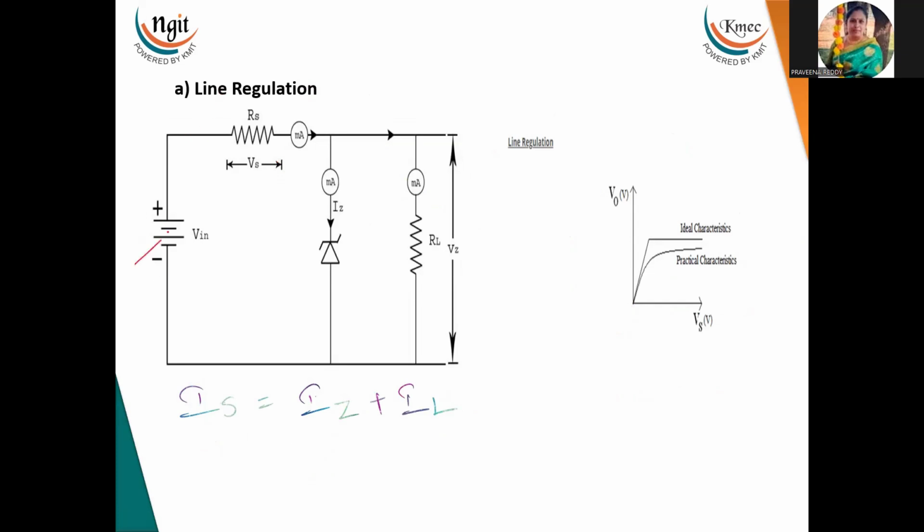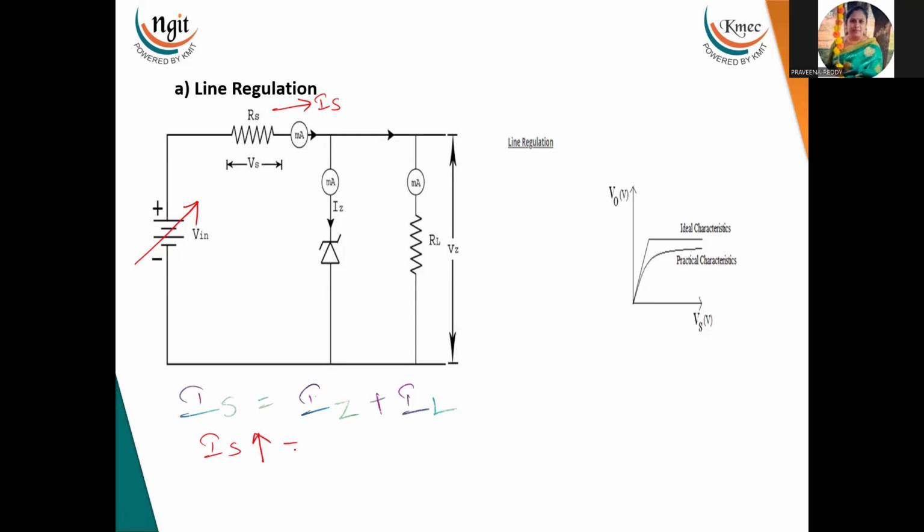By varying the line and keeping the load fixed, how the Zener diode maintains the regulation is what we will analyze under line regulation. Here we are varying the line and keeping the load fixed. So what happens if the input is varying? Then IS varies. IS is equal to what? IZ plus IL.